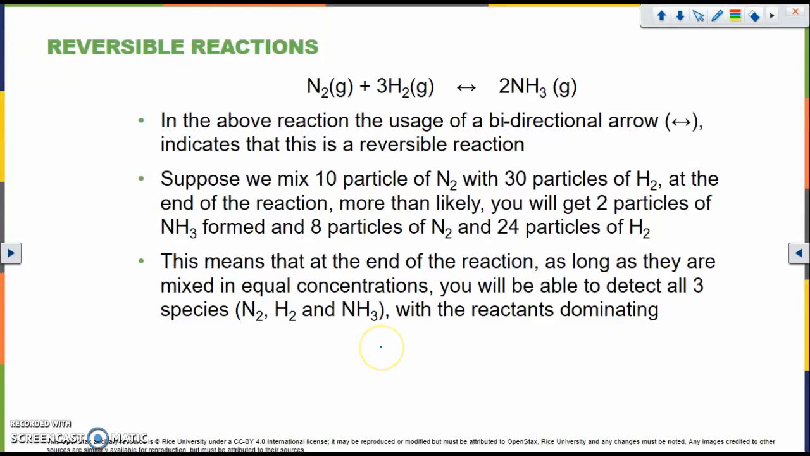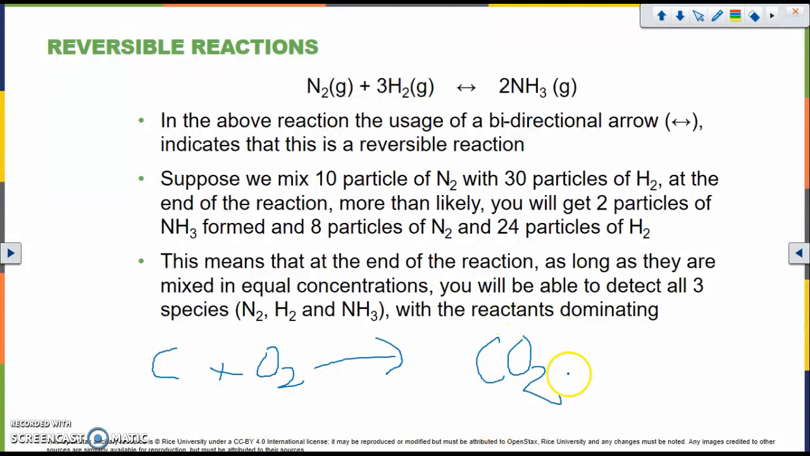Hello everyone. In this video, we're going to be talking about a reaction called a reversible reaction. Previously, we talked about irreversible reactions. The biggest example I gave you was the reaction of carbon plus oxygen to give you carbon dioxide, and that was represented by a single arrow. A single arrow means that all of this is going to react to create carbon dioxide.